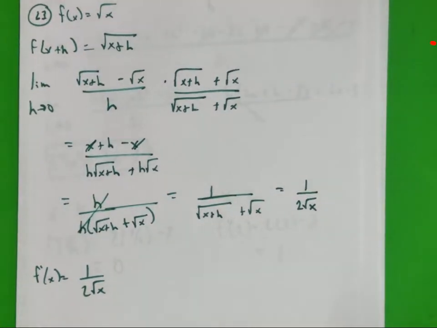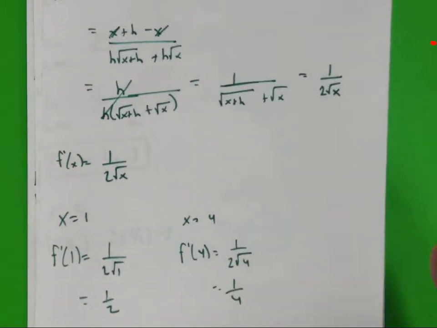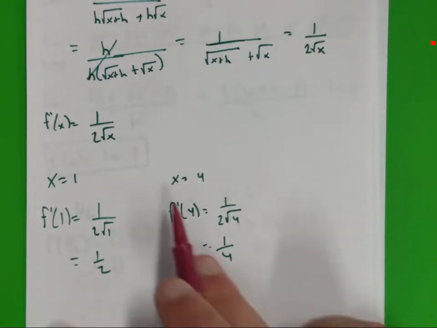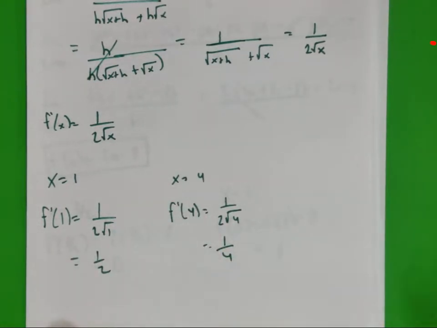You want to know what is my IROC, my slope of the tangent line at x equals 1. f prime of 1, I plug that in and get 1/2. At x equals 4, I get 1/4.